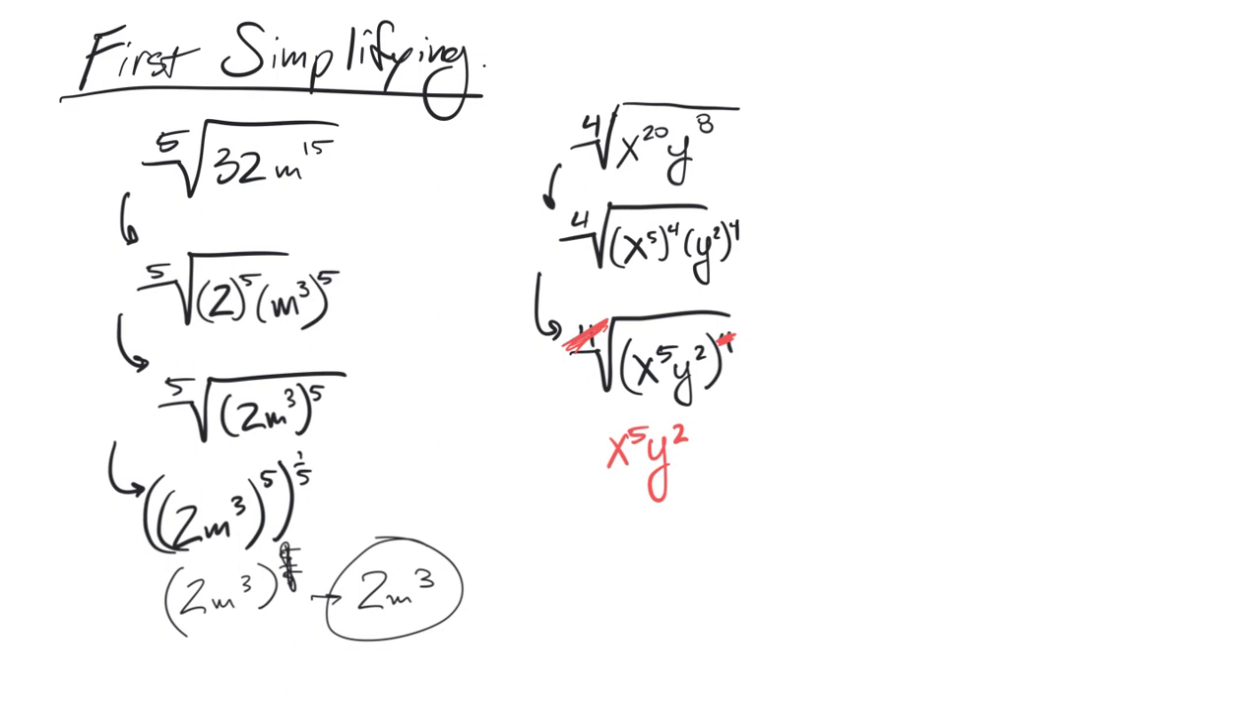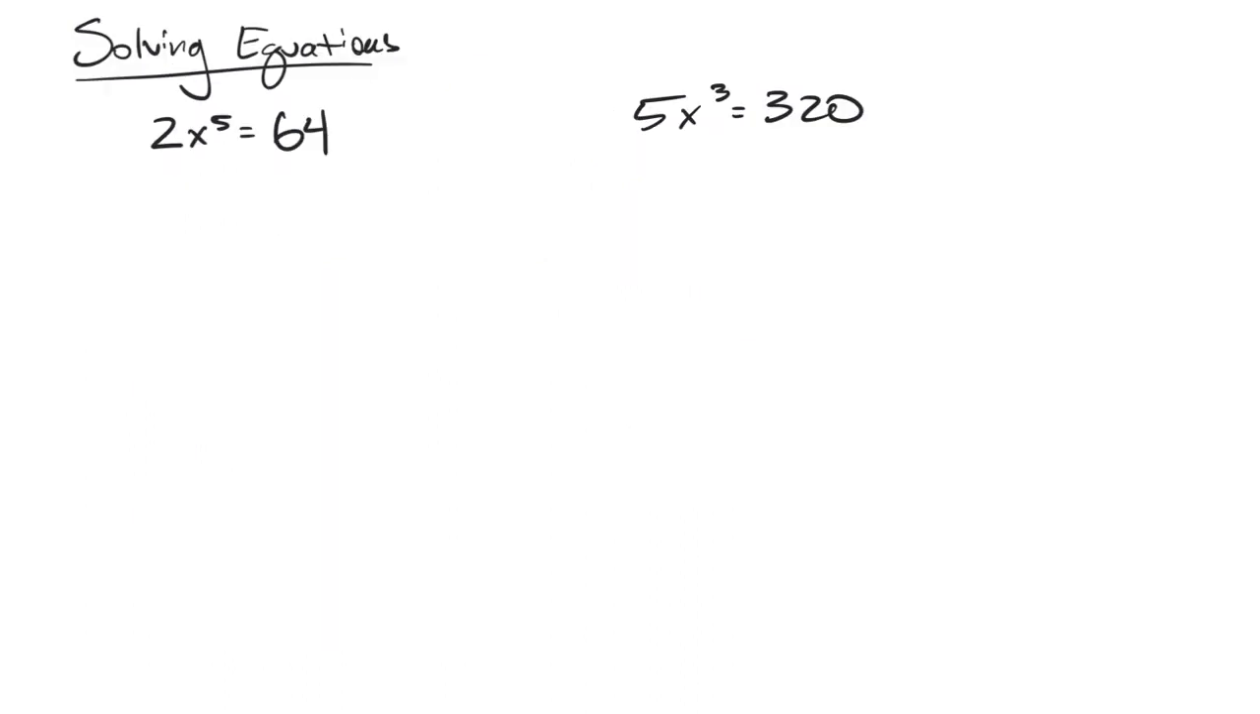Okay, so let's move on to solving equations. On the left, 2x to the 5th power equals 64. I still need to do what we've always done: isolate the variable. So I'm going to divide both sides by 2, because I have 2 multiplying times x to the 5th. This 2 cancels out, and I'm left with x to the 5th. 64 divided by 2 is 32. Then I take the 5th root. These cancel, and I get x equals the 5th root of 32, which is just 2.